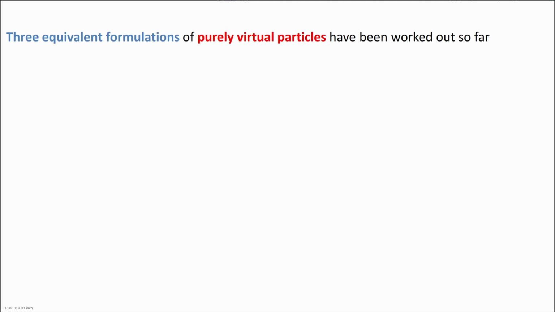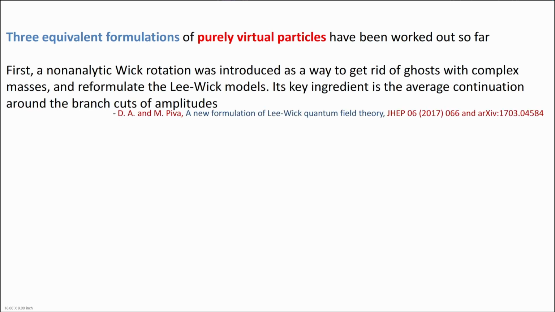I review very briefly on one transparency the 3 equivalent formulations of purely virtual particles that have been worked out so far. The first one was a non-analytic Wick rotation introduced to get rid of ghosts with complex masses and reformulate the Lee-Wick models. Its ingredient is the so-called average continuation around the branch cuts of amplitudes, and you can find it in this paper.